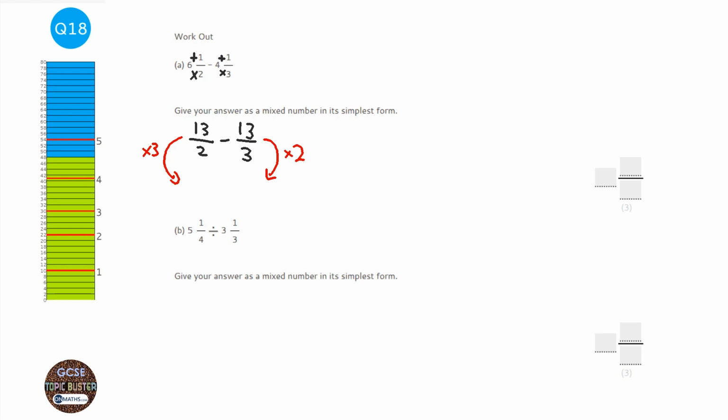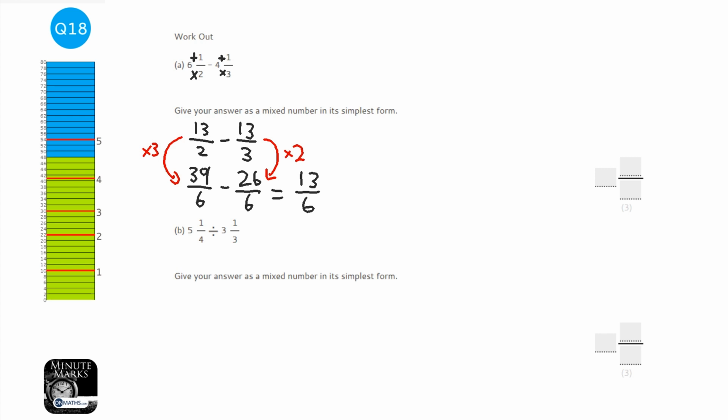So 13 times 3 is going to be 39 over 6. And 13 times 2 is going to be 26. And then 3 times 2 is 6. Now we just simply subtract the tops, which is going to be 13, and then put it over the same denominator as we've had in the two fractions there, so it's going to be over 6.